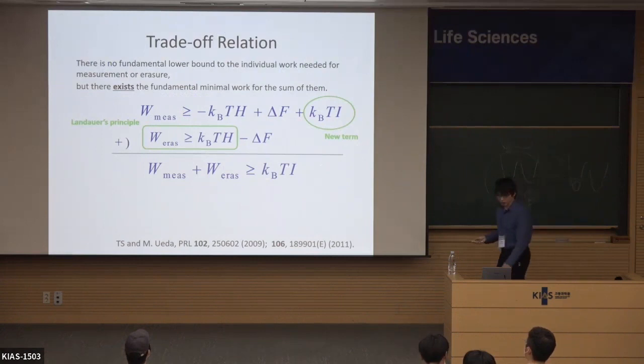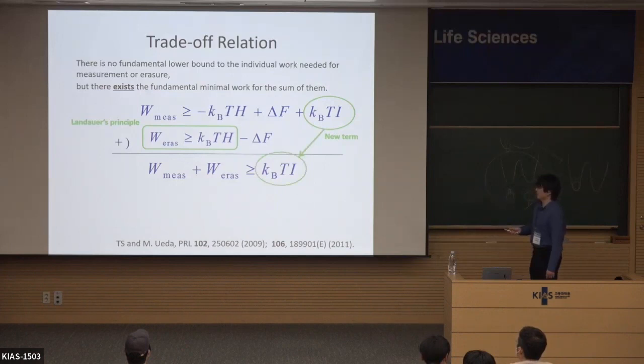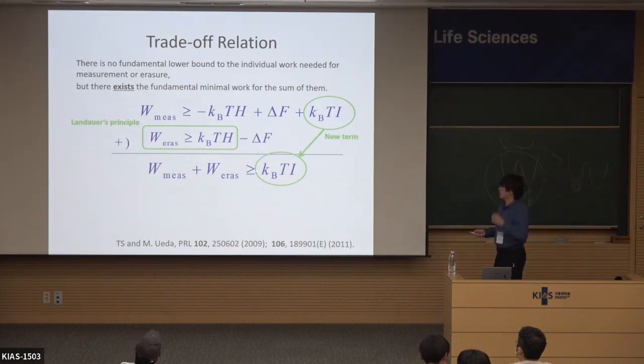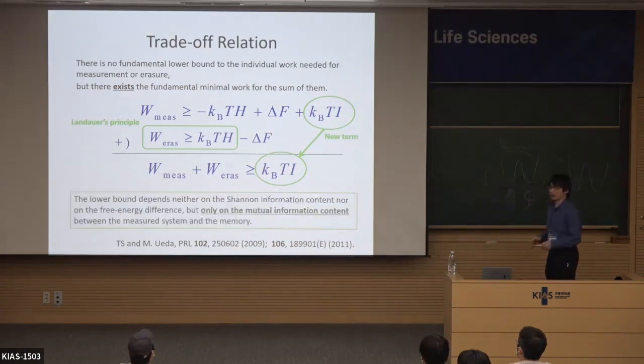And I emphasize that the original Landauer's principle is here, and this term is eventually cancelled out with the measurement process. So in the final trade-off relation between the measurement and the erasure, we only have the mutual information term instead of the channel information term. In that sense, this is the very general form of the work cost required for Maxwell's demon. And this includes Bennett's argument and Landauer's argument as special cases.